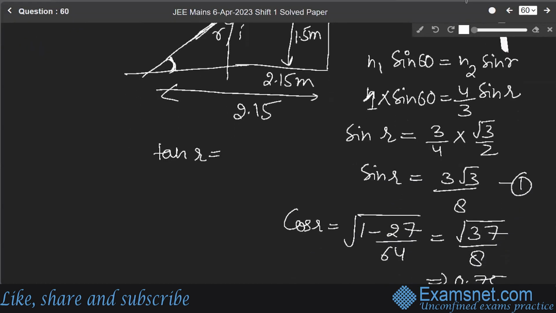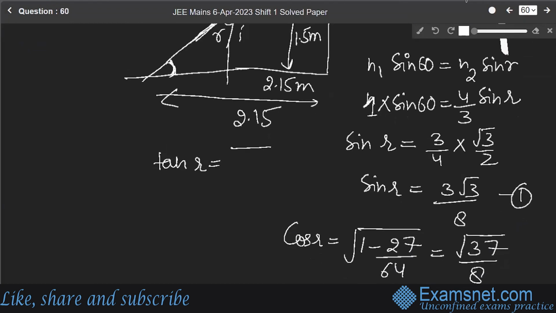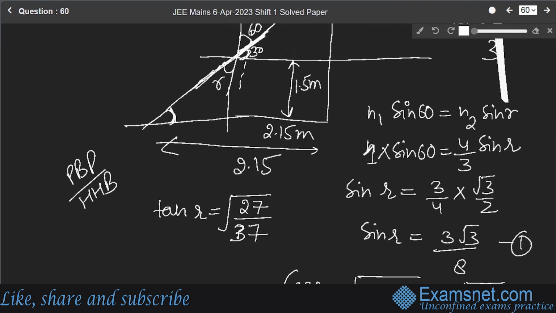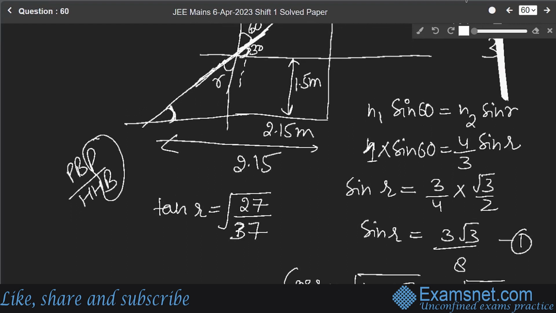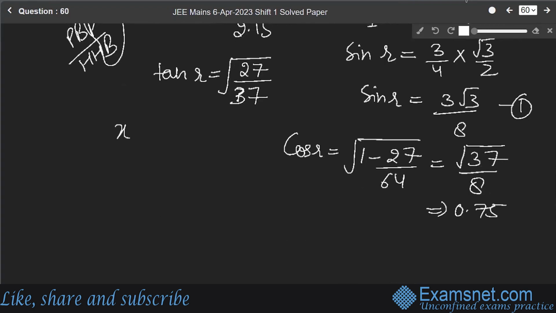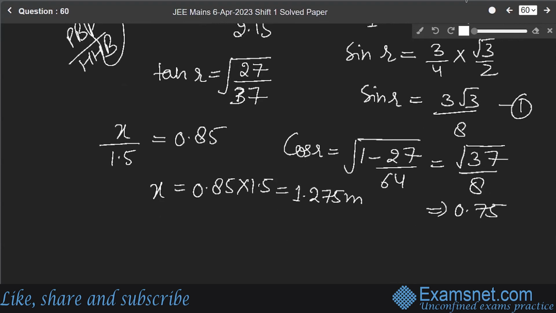tan R is equals to perpendicular over base. So tan R will become under root 27 by 37. Okay. So tan R is perpendicular over base. Perpendicular over base means this perpendicular, we considered it as X, over base. This is our base. This is 1.5. So tan R, X over 1.5 will be equals to 0.85. So X will be equals to 0.85 into 1.5, which will be equals to 1.275 meters.